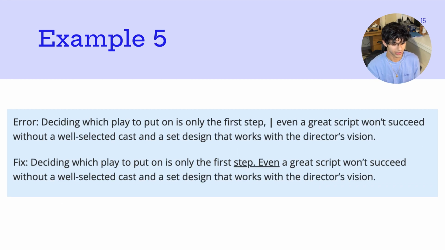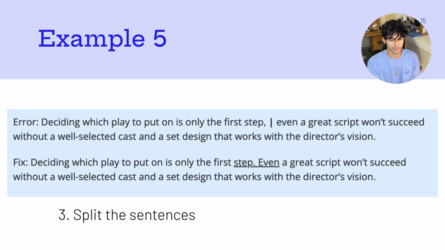All right, example 5. So in this, we're simply splitting up the sentences because they are two independent clauses and they don't really need to be combined. If you wanted to combine them, you can also add a semicolon here.